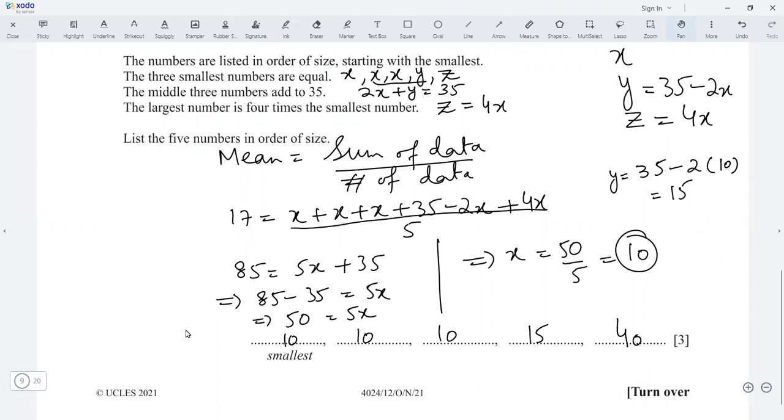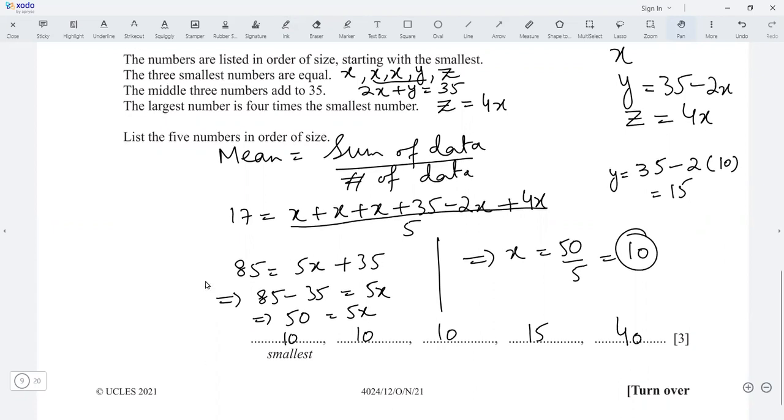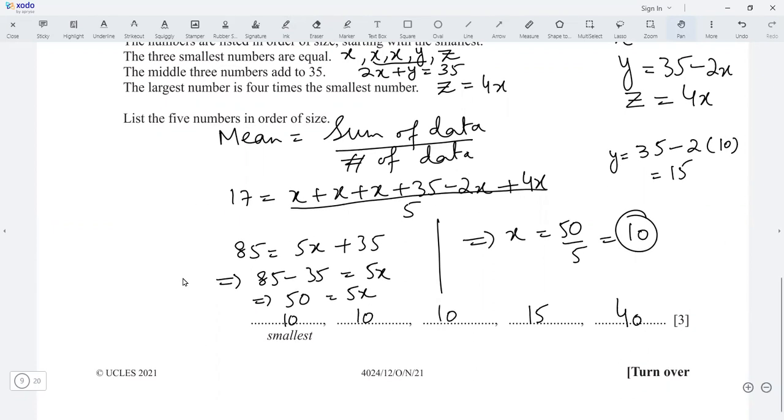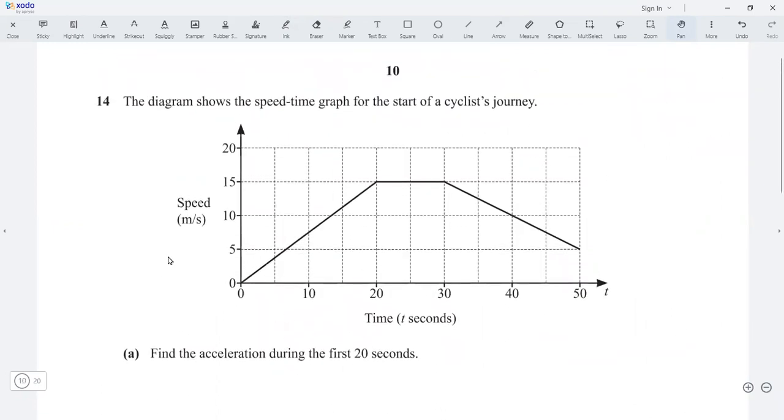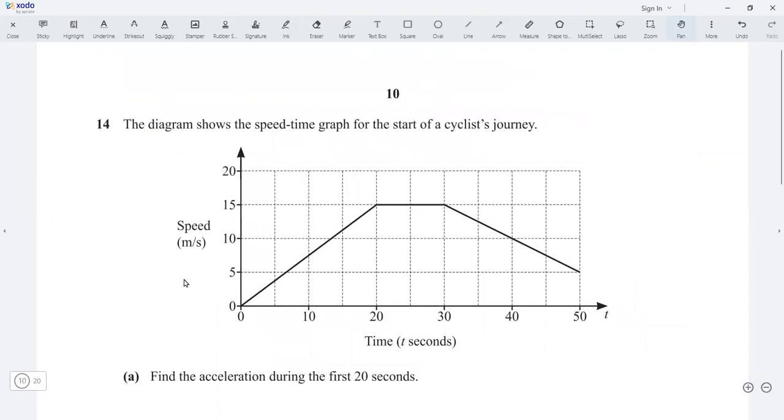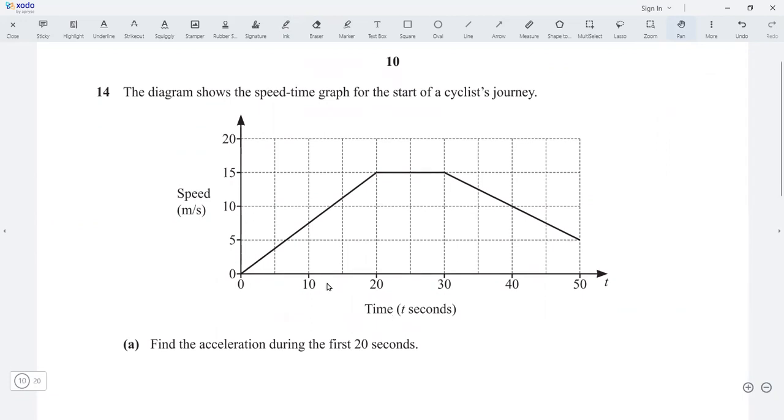So, moving towards the next question. In the next question, there is a speed-time graph given, and we have to find the acceleration for the first 20 seconds. So from 0 till 20, look at the diagram, it's a speed-time graph. From 0 till 20, what's the final speed? It is 15. And what's the initial speed? It's 0. So we can write 15 minus 0 is 15, divided by the total time of 20.